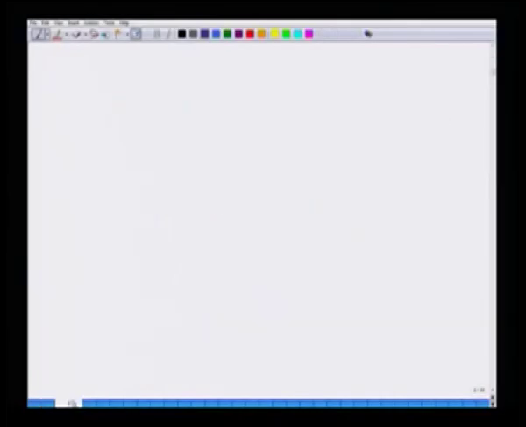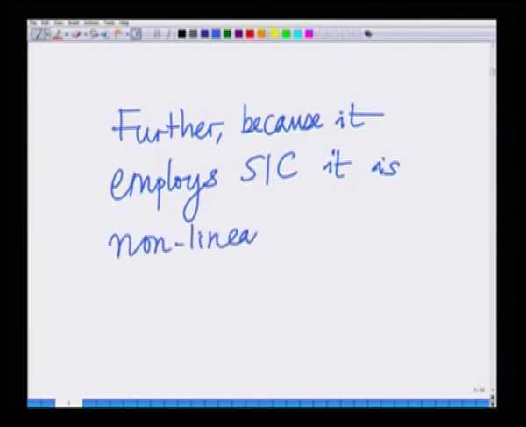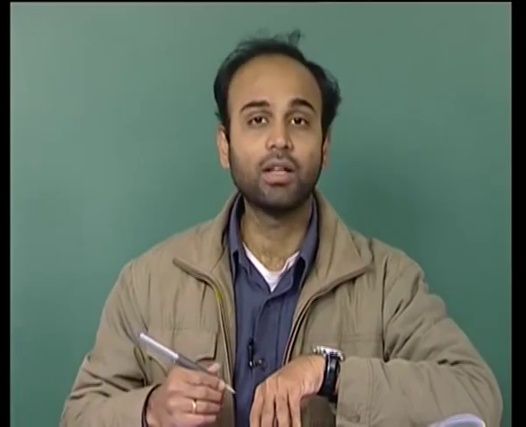Further, because it employs successive interference cancellation, this receiver is non-linear in nature, alright. We are going to look in detail at how this receiver works.